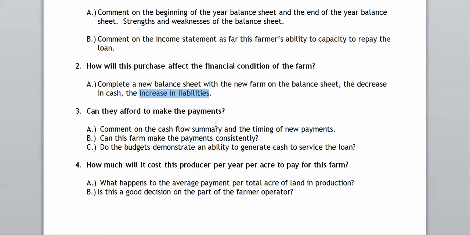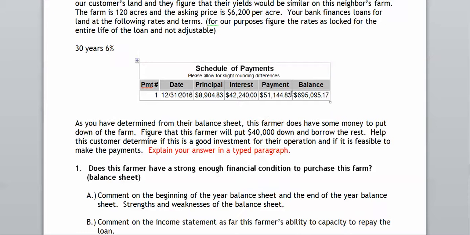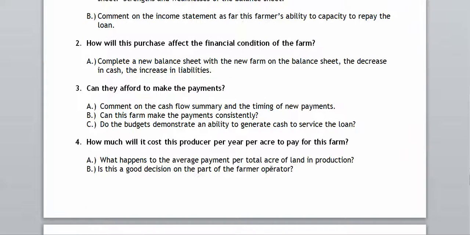So now look at the cash flow summary. Can we make the payments and will it be consistent? Comment on what you're seeing from the cash flow summary. It should be fairly obvious to you. How much will it cost this producer per acre to pay for this farm? Well, you simply take the payment, it's right here, divided by 120 acres. That's pretty easy math. Is this a good decision for this farmer? Why or why not?